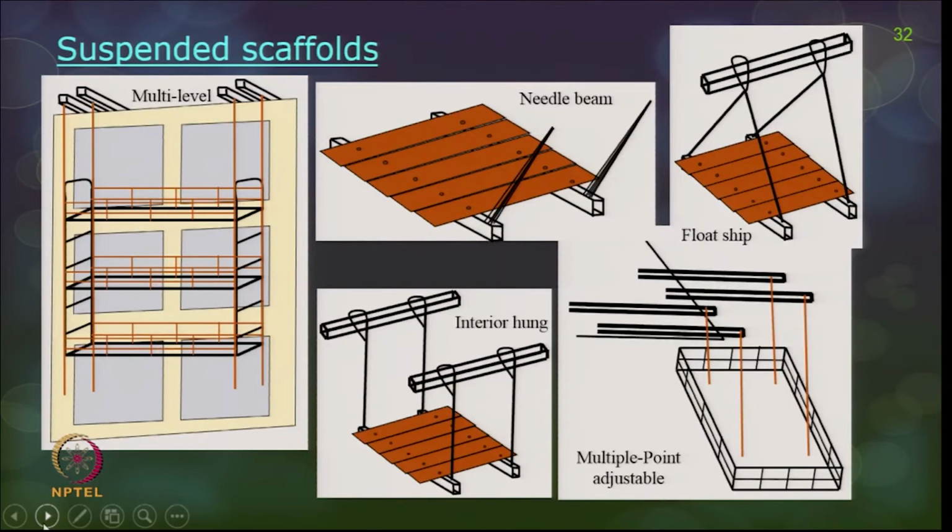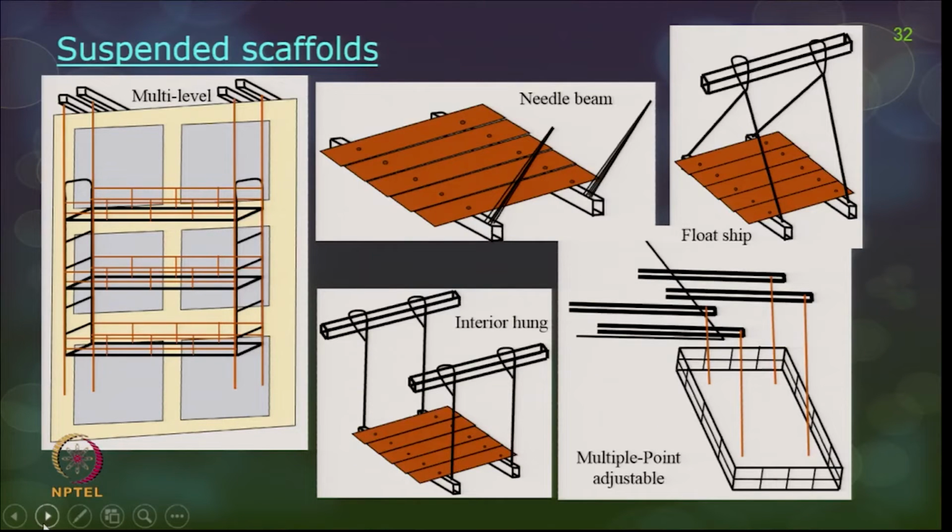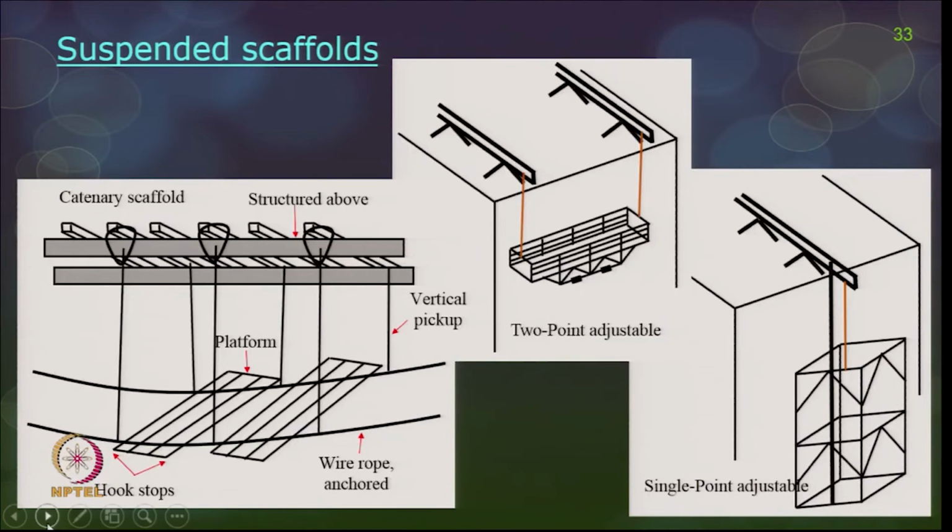The next type of scaffold is suspended scaffolds. As I told, these suspended scaffolds are working platforms hung from a roof or any place above the construction, with a hanging support. Again, there are many types here: multi-level, needle beam, interior hung, float ship, multiple point adjustable, two-point adjustable, single point adjustable, and you also have catenary scaffolds. Most of the safety precautions I am going to talk about for suspended scaffolds fit two-point adjustable scaffolds.